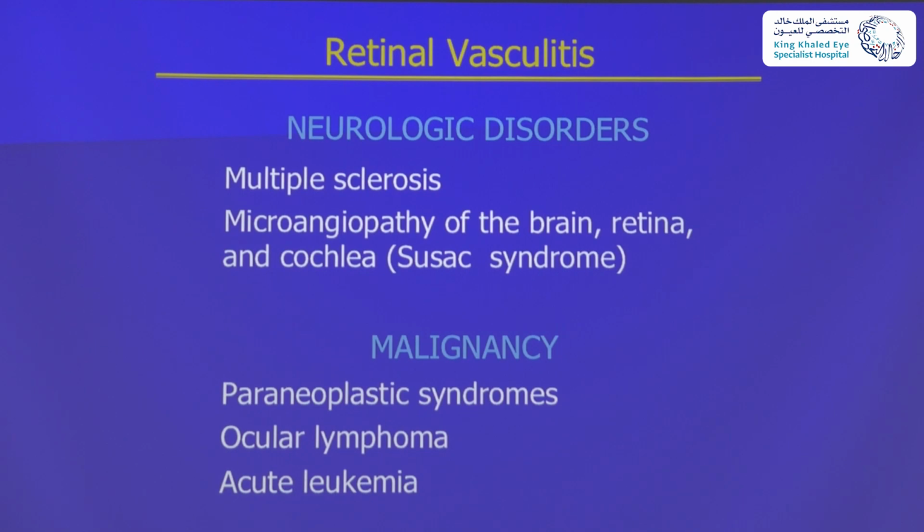Not many people know that multiple sclerosis is an important cause of retinal vasculitis, in addition to Susac syndrome. Susac syndrome is a microangiopathy of the brain, retina, and cochlea. I remember many years ago I received a patient from neurology. MRI findings suggested multiple sclerosis, and when I examined the patient he had typical features of Susac syndrome. When I called the neurologist and said that your patient has Susac syndrome, he didn't know about it. He was surprised. I told him, you have to read about it, because the MRI findings of Susac syndrome can be very similar to those of multiple sclerosis.